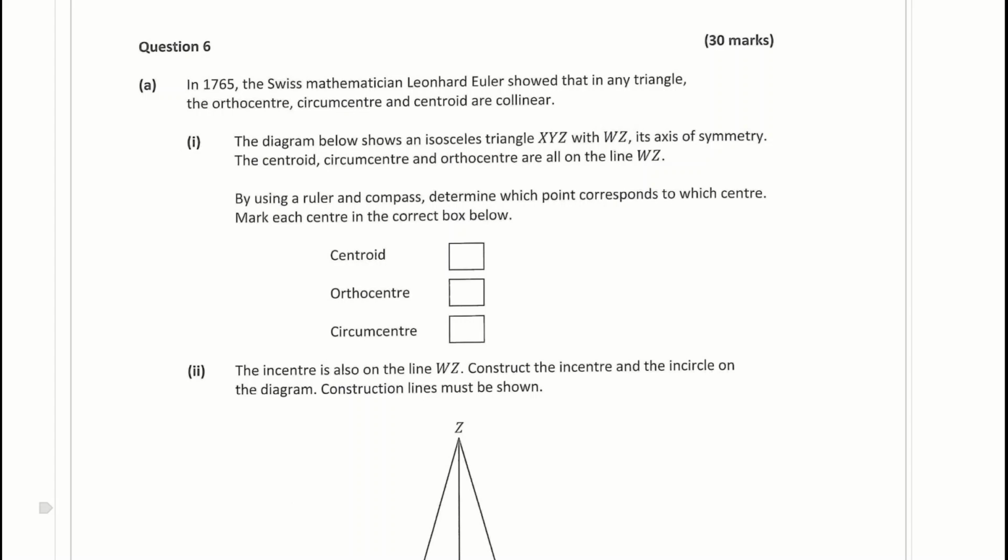So we need our centroid, orthocenter and circumcenter. So you need to use your ruler and compass, as the question says, to construct those 3 constructions on the diagram below. Once you've them complete, I'm just going to mark up the answers here now for part 1, and you can also see my answer to part 2, which is constructing the in-center.